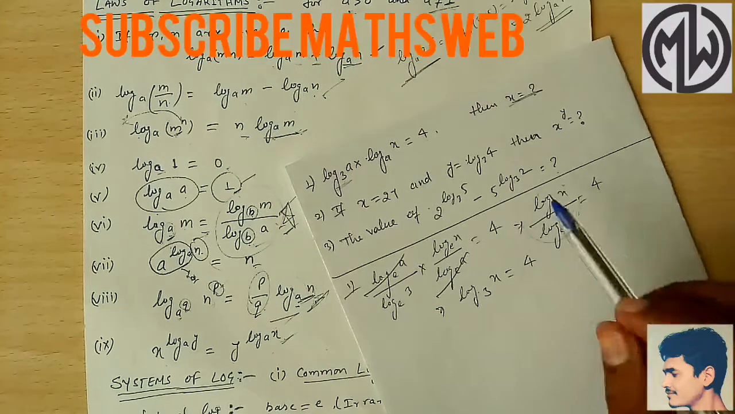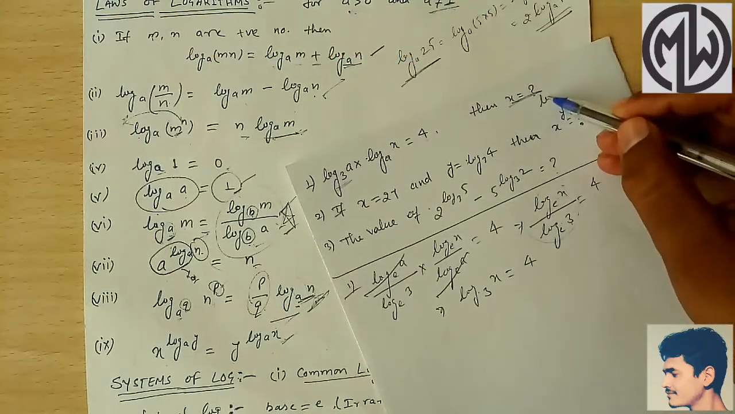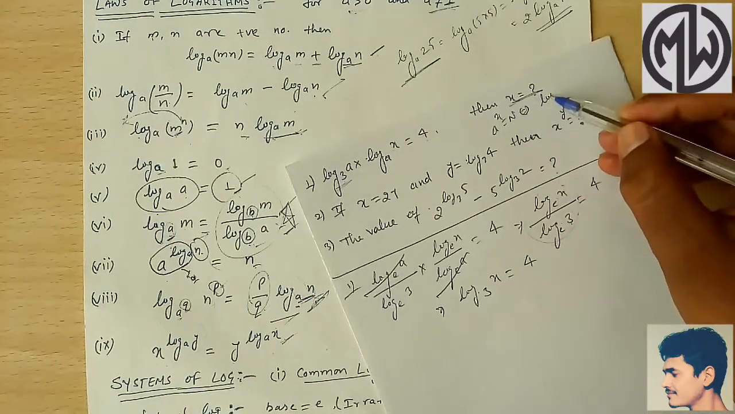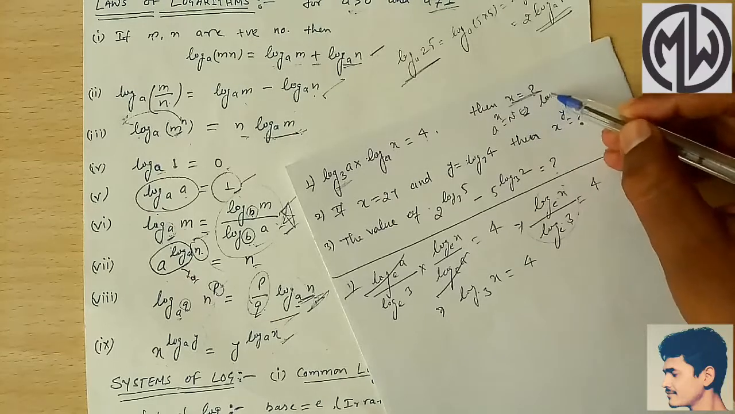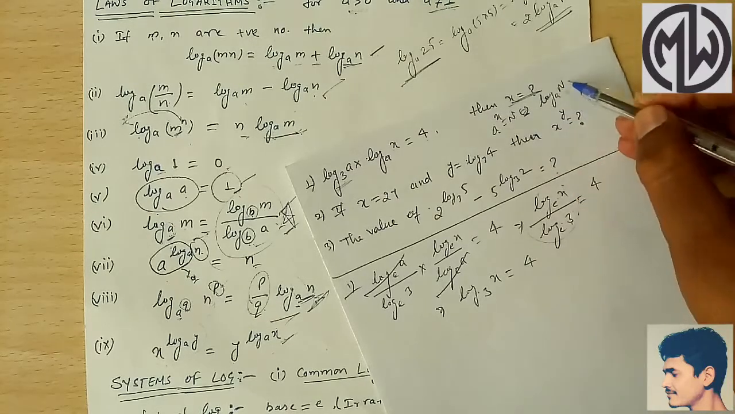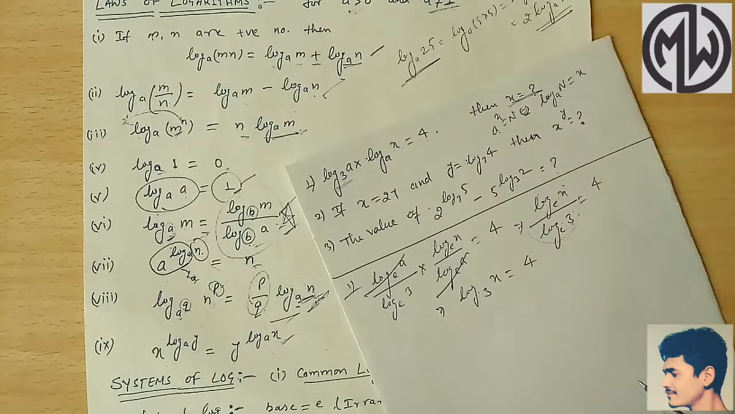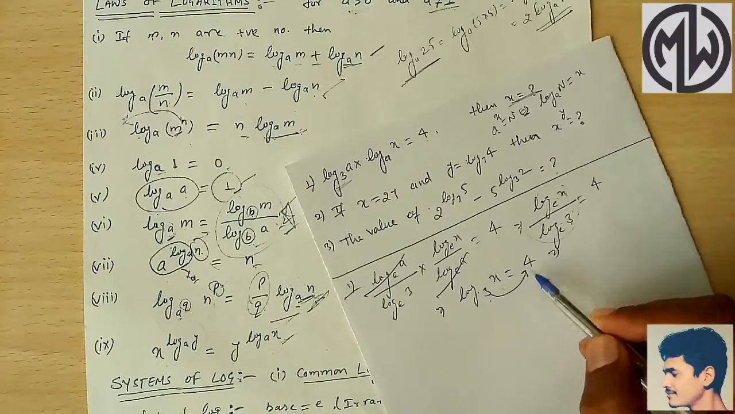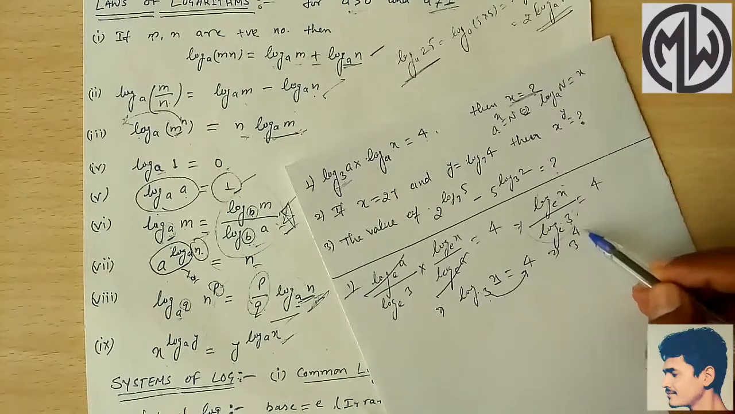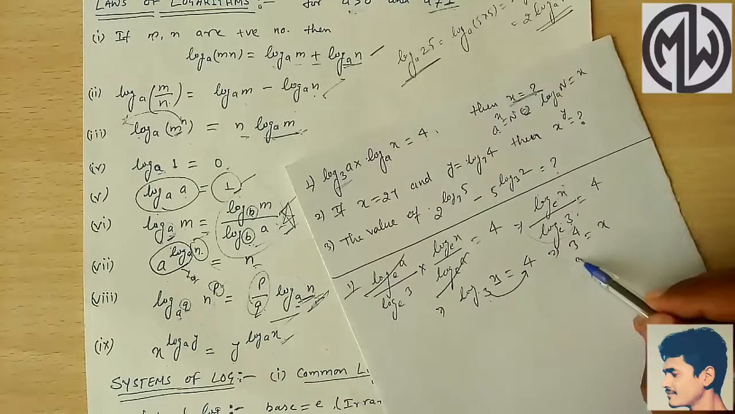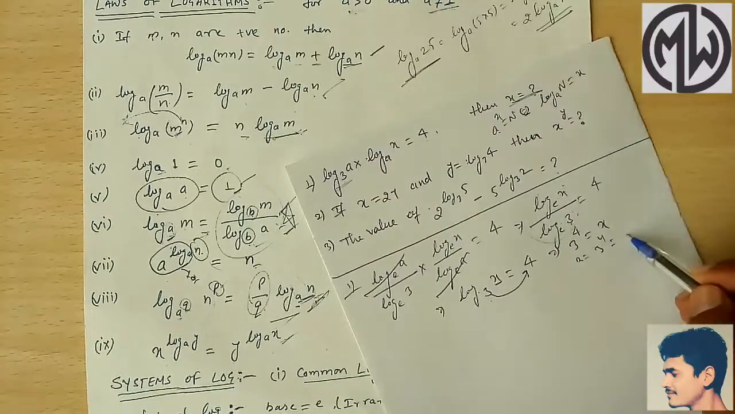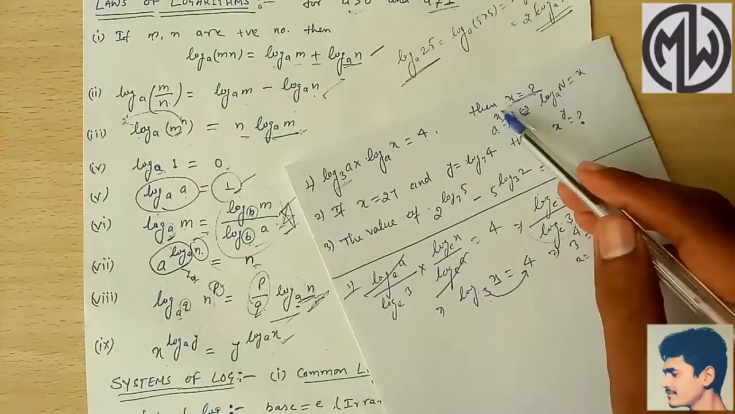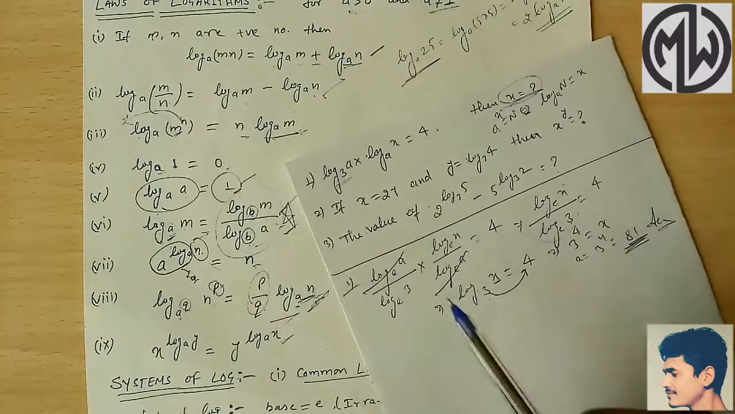Now what is the basic definition of log? If a raised to power x is equal to n, then it implies, on both sides, log n to the base a is equal to x. So according to that property, we can say 3 raised to power 4 will be equal to x. So x is equal to 3 raised to power 4, that means 81. So the value of x will be equal to 81.